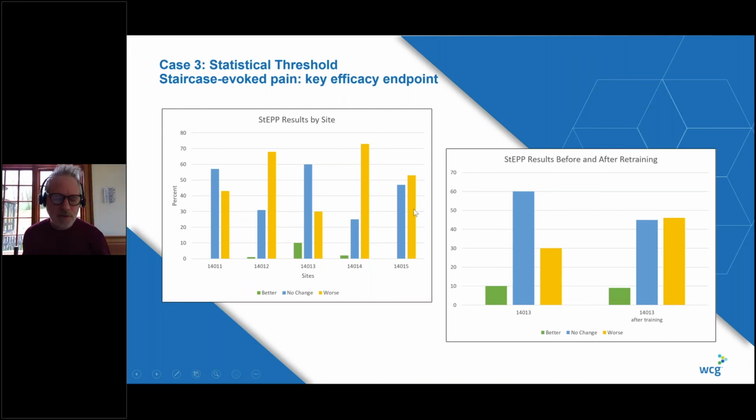These yellowish bars represent what percentage of patients at these sites had pain get worse after they did this staircase maneuver. And as you can see at this one site, site 14013, the patients' pain was not getting worse like it was in the other sites. So this was a problem. This measure was not doing what it was supposed to be doing. We had no idea why.